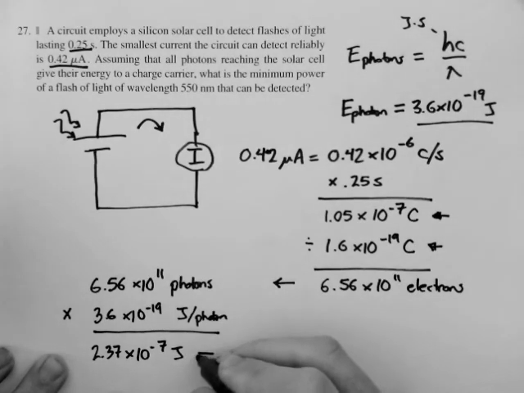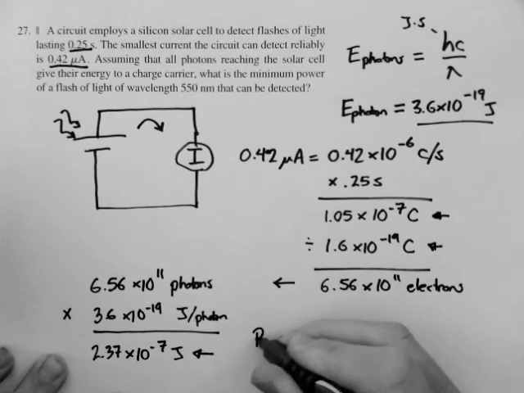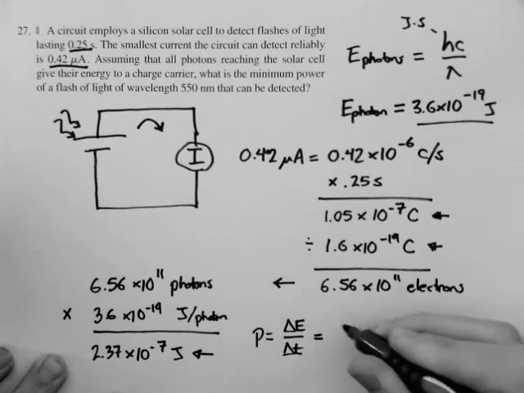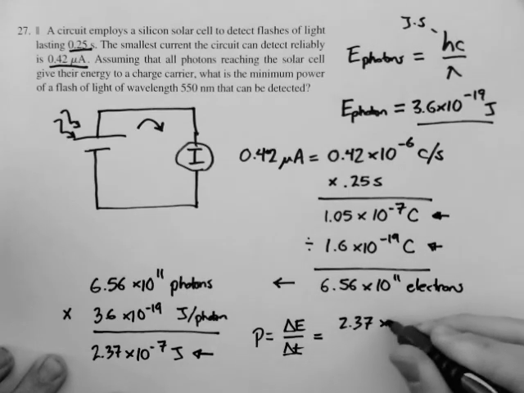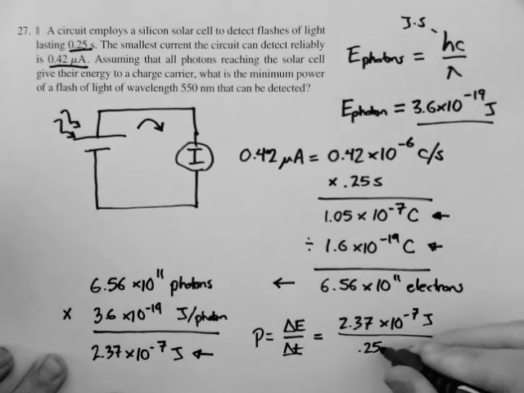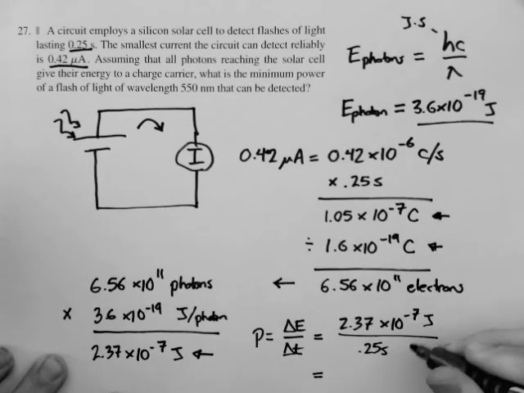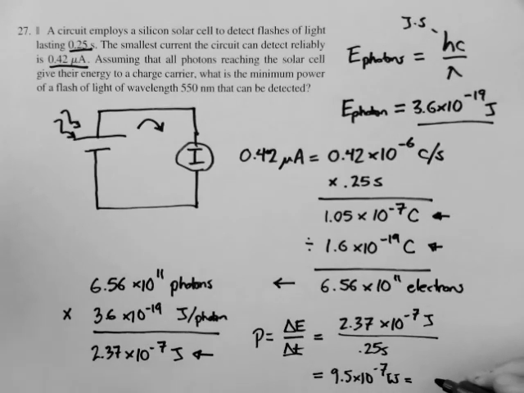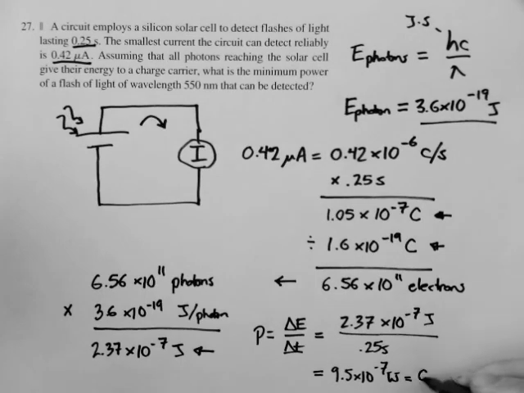This is the energy in the flash, but I'm not asked for the energy, I'm asked for the power. The power is equal to the energy of the flash divided by the time of the flash. Well, the energy is 2.37 times 10 to the minus 7th joules. The time of the flash is 0.25 seconds. And so the power of the flash, this divided by this, and if I work that out, I get 9.5 times 10 to the negative 7th watts, that's joules per second. And to put it in a more reasonable unit, I'll write it this way: 0.95 microwatts. Okay?